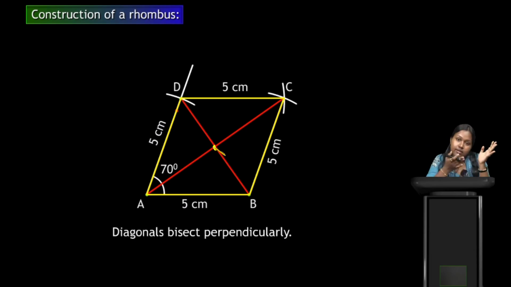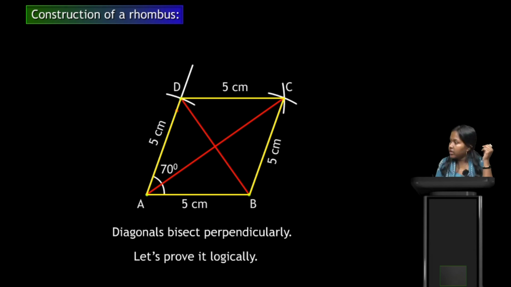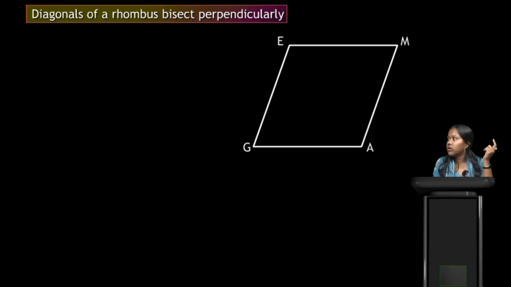First we bisect, and now we got that they bisect each other at 90 degrees. Okay, let's prove it logically. Though by using the protractor we saw that yes, the diagonals are bisecting each other at 90 degrees, now let's prove it more logically. So how can you prove that?